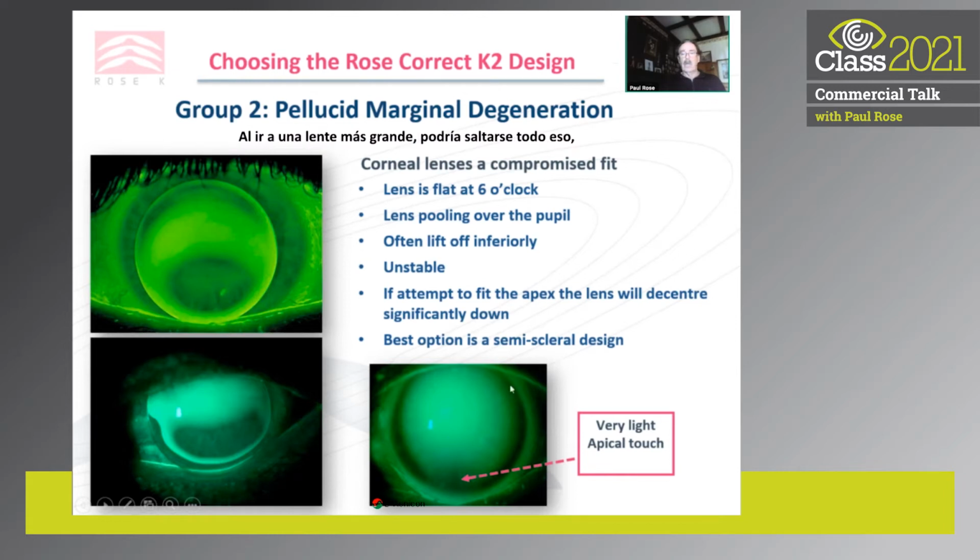By going to a larger lens, you can vault over all that. You can see the landing zone of XL is just inside the limbus here, and it just shows very, very light angle touch, but you get a very, very much more stable result. So if you identify pellucid, I will go immediately now to the XL design rather than to try to fit it with a corneal design.